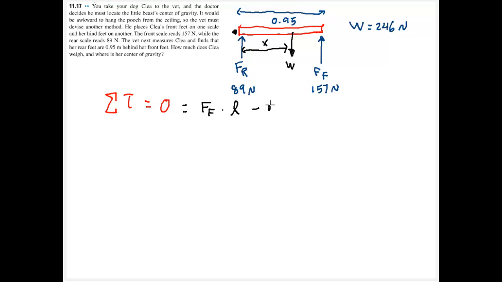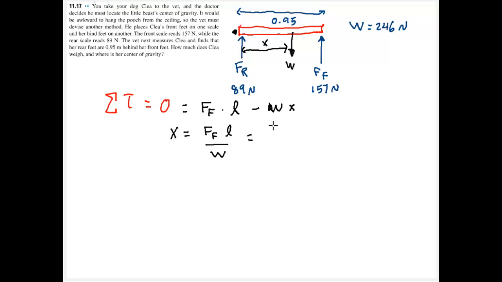And then I'm going to have this weight force, which is going to occur at some distance that I don't know. That distance is going to be x. I'm solving for x, so x is going to be equal to the force of the front feet multiplied by the length of the dog, and divide that simply by the weight of the dog.